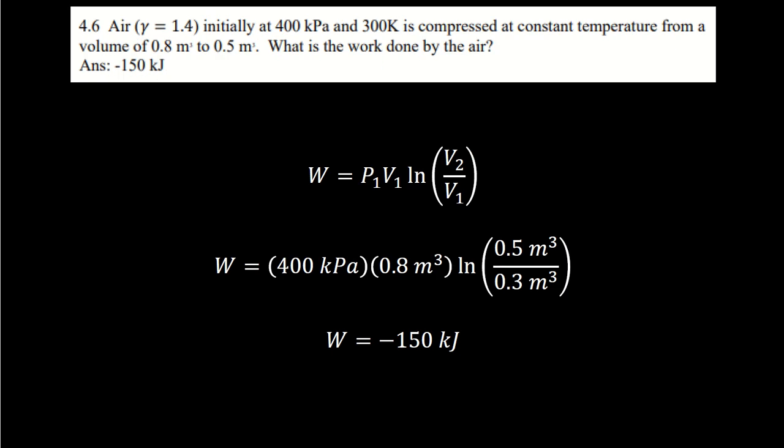4.6, air initially at 400 kilopascals and 300 Kelvin is compressed at constant temperature from a volume of 0.8 to 0.5 cubic meters. What's the work done by the air? Well, constant temperature, work equals P1V1 times natural log of V2 over V1. That gives us work equaling 400 kilopascals by 0.8 cubic meters by the natural log of 0.5 over 0.8 cubic meters, or work equaling negative 150 kilojoules.